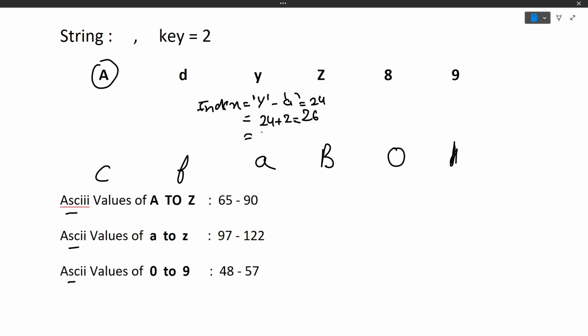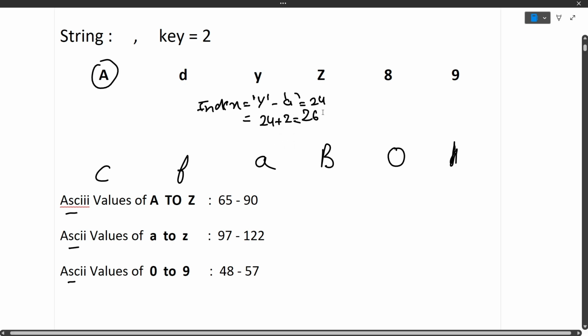Now if you directly add this 26 to this a, it will give us the wrong answer. a plus 26 will give us the wrong answer. Since the value after adding the index plus the key is greater than or equal to 26, in this case we need to take the mod of 26.